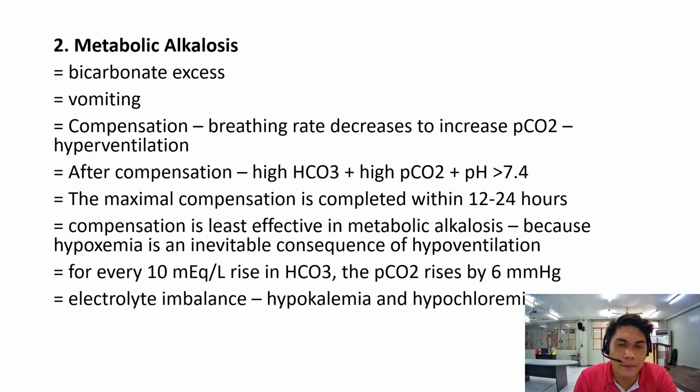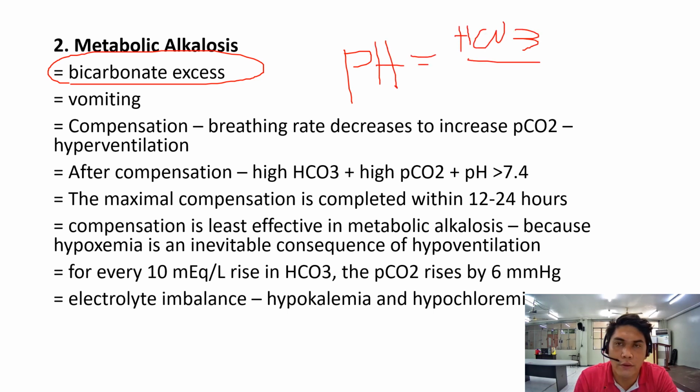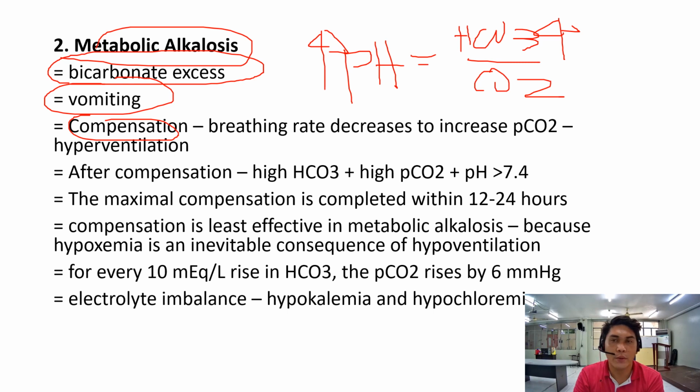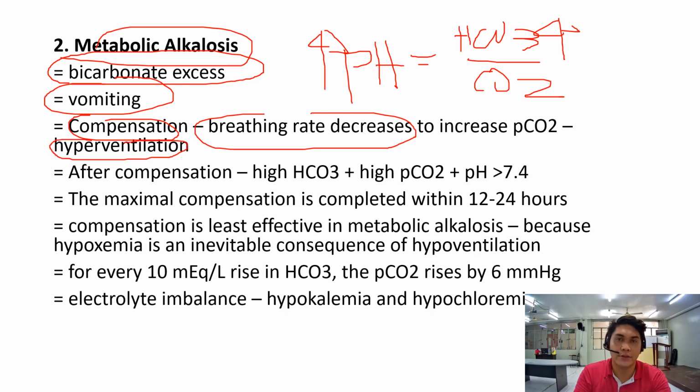Okay, so for metabolic alkalosis, the cause is bicarbonate excess. So let's go back to the formula. pH is equal to bicarbonate over CO2. So there's an increase in bicarbonate, that's why there's an increase in pH. A condition that is associated with bicarbonate excess is vomiting. And for metabolic alkalosis, the compensation is to decrease the breathing rate in order to increase the CO2 level. That's hypoventilation. So there's an increase in pH because of bicarbonate excess.